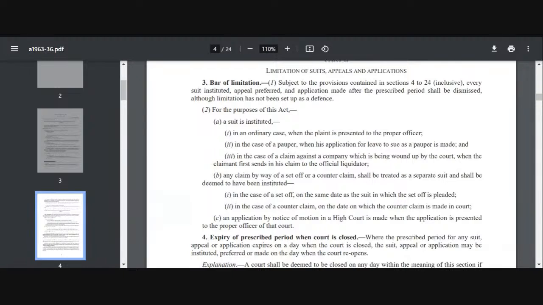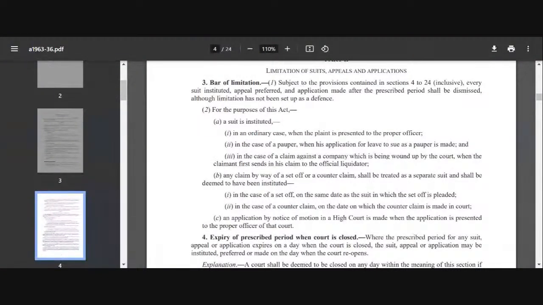For set off and for counterclaim, we see that the dates are different here as given by the Limitation Act, right? It says that any claim by way of set off or counterclaim is to be treated as a separate suit, but that will be treated as instituted in case of set off on the same date as the suit in which set off is pleaded.